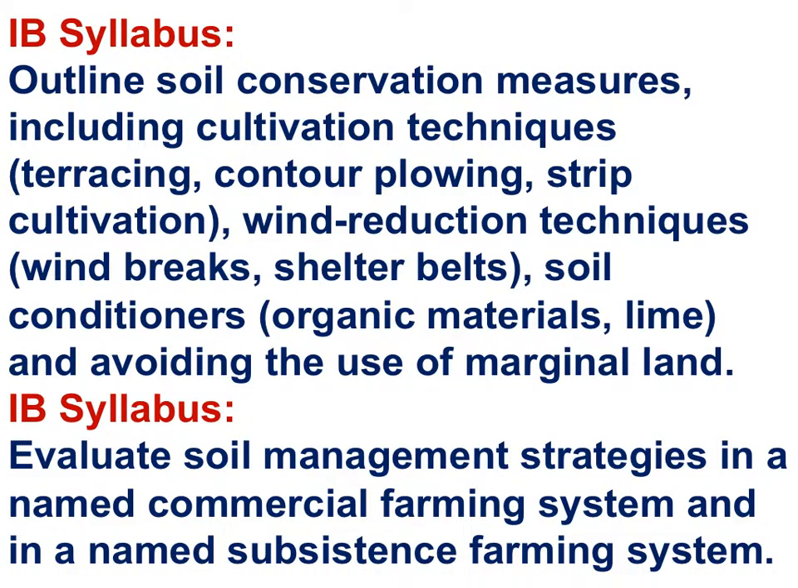Here are the two IB syllabus statements that drive this movie and the next one. Outline soil conservation measures, including cultivation techniques, terracing, contour plowing, and strip cultivation, wind reduction techniques, windbreaks and shelter belts, soil conditioners, organic materials such as manure, and lime, and lastly, a soil conservation measure of avoiding the use of marginal land. Secondly, evaluate soil management strategies in a named commercial farming system and in a named subsistence farming system.